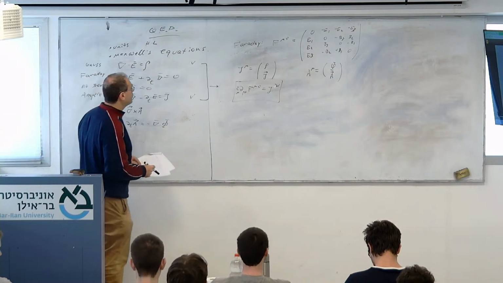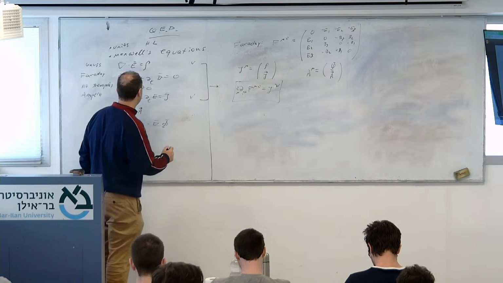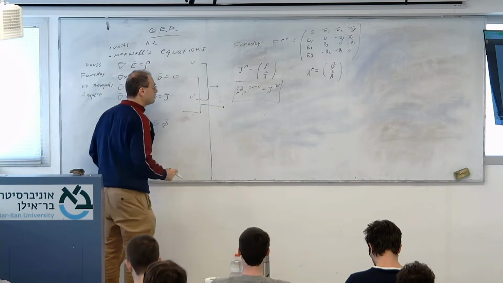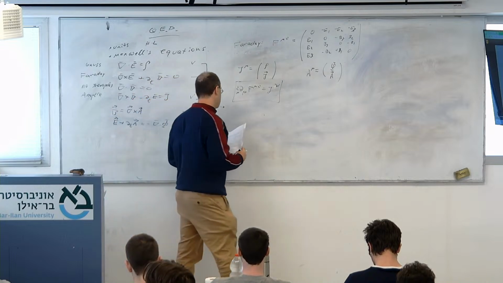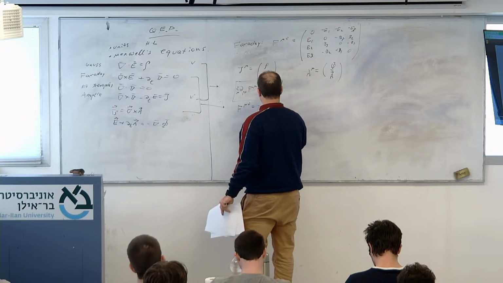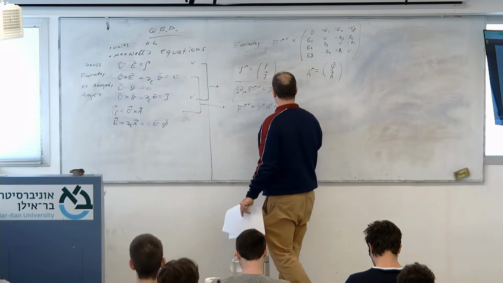And when we write the potential, we can use it to satisfy the other two homogeneous Maxwell's equations, with F mu nu being d mu A nu minus d nu A mu.